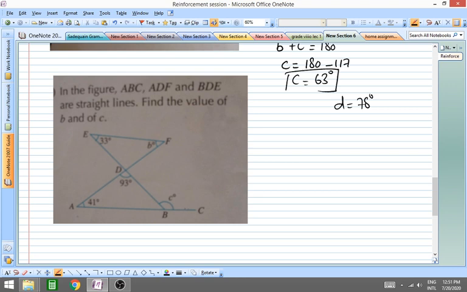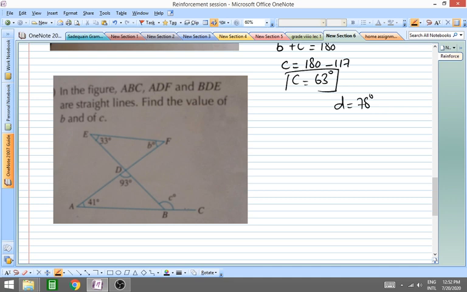The point to be noted here is that the lines are not parallel, so we cannot apply the formulas for angles of corresponding or alternate ones. We can apply the vertically opposite angle, but not corresponding or alternate ones. Now they are asking us to find the value of B and C.